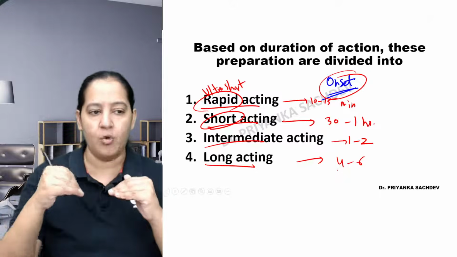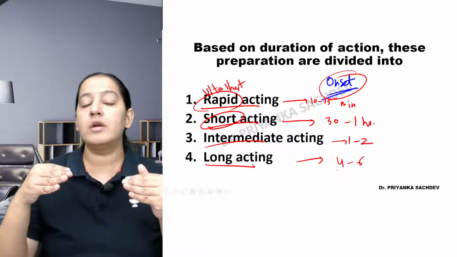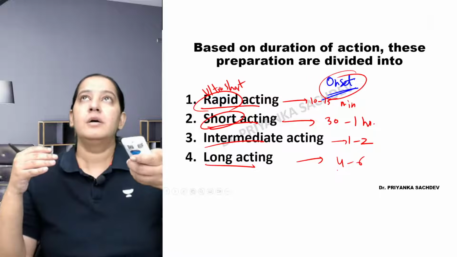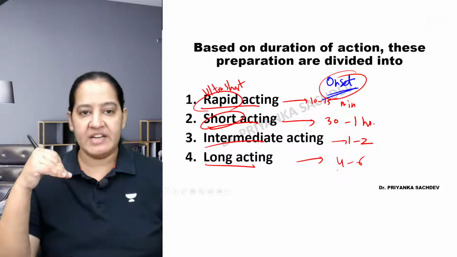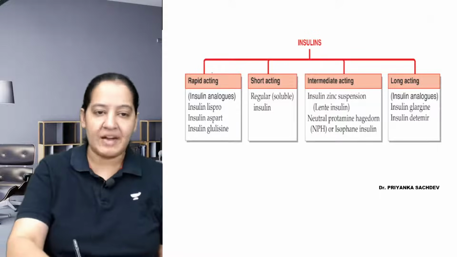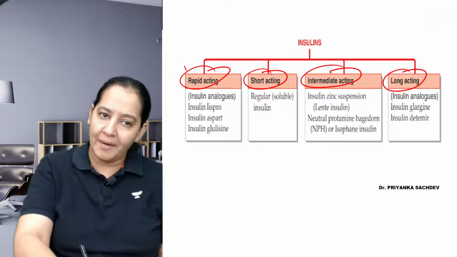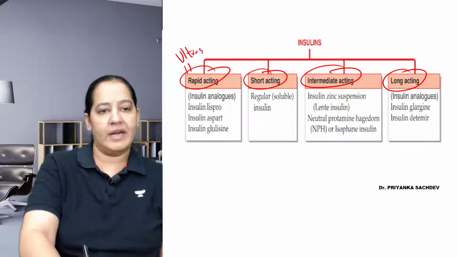So this is how you can see based on onset of action. Give me a minute. Based on onset of action, we are dividing the insulin into 4 categories. You got my point? Now let's further divide them: the rapid acting, short acting, intermediate acting, and long acting. Call rapid acting as ultra short. You can call them that, right?